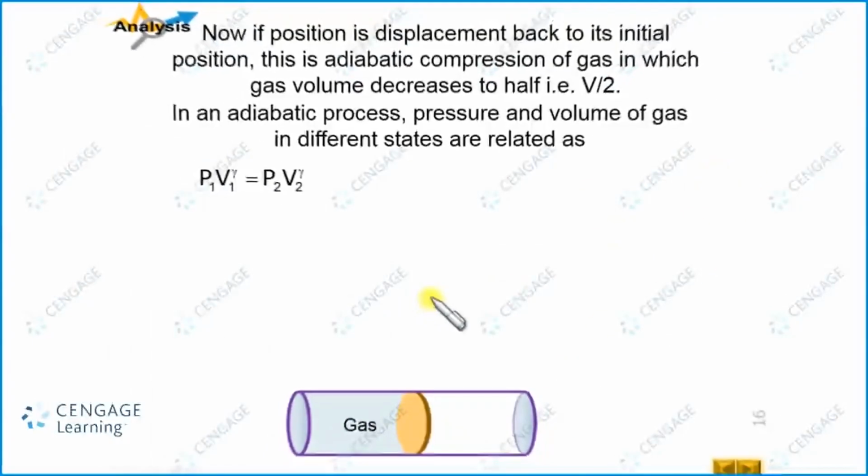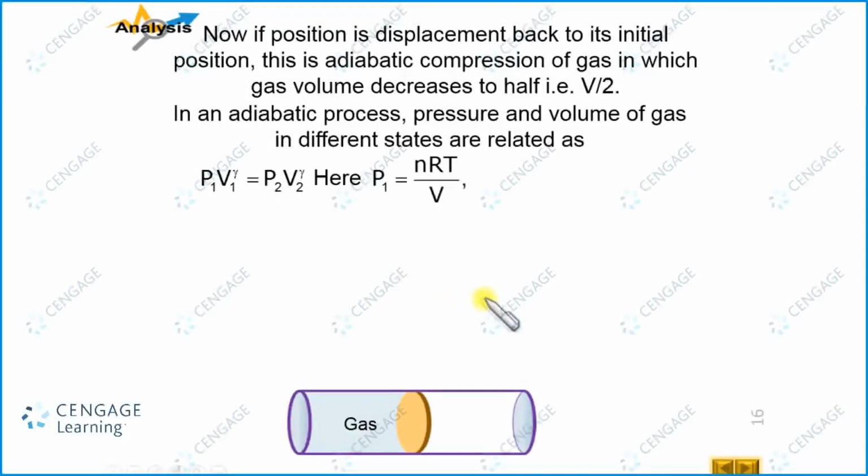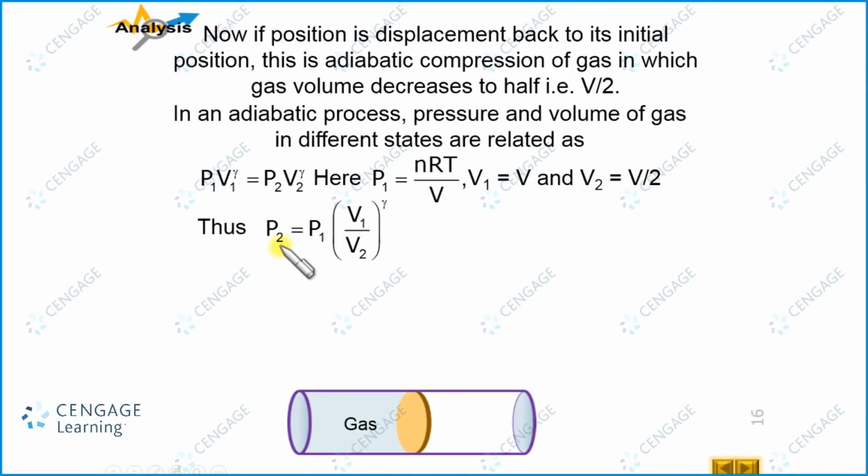So now we can substitute this value, and V initial equal to V and V final equal to V by 2. So after substituting the value, we can find the value of P2. P2 equal to P1 (V1 by V2) to the power gamma. Now V1 by V2 is equal to 2. That means final pressure should be equal to P1 multiplied by 2 to the power gamma, right? And now we can write the value of P1 equal to nRT divided by V, right? This is the final pressure.